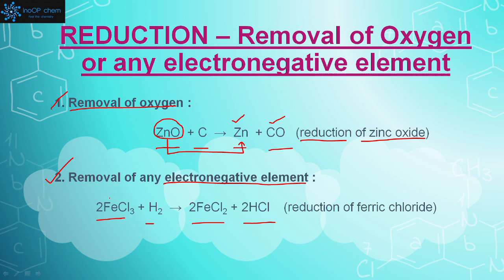As we know, iron is an electropositive element and chlorine is an electronegative element. So here, removal of one chlorine atom takes place. Look, there are thrice of chlorine and there are only twice of chlorine. That means one chlorine atom is removed from FeCl3 and it forms FeCl2. That means reduction of ferric chloride takes place.